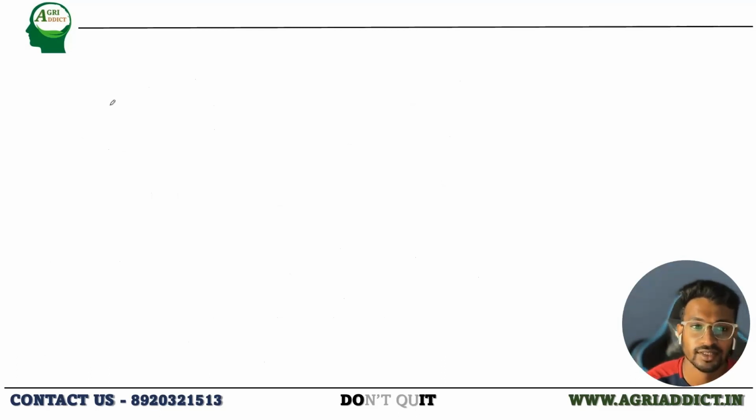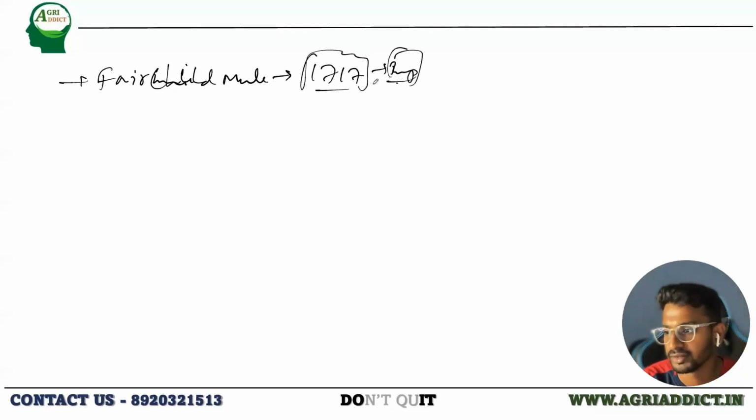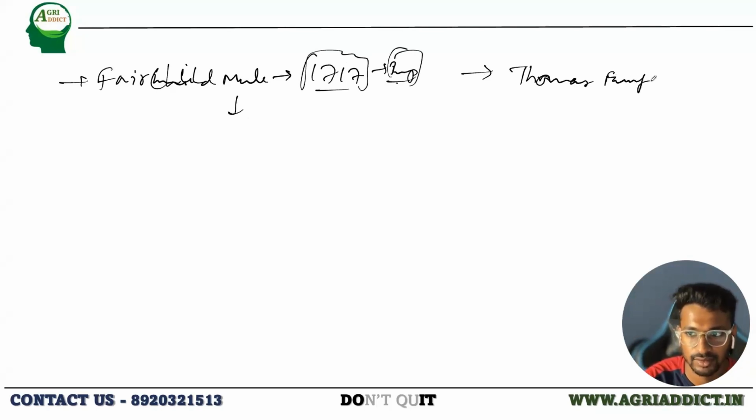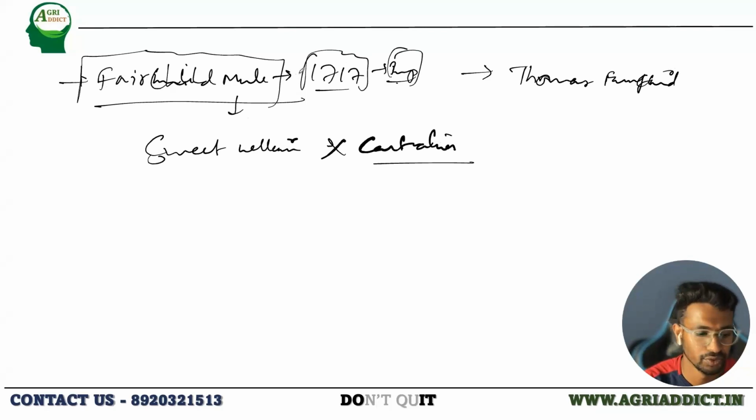What about Fairchild's mule? What is the year? 1717. Yes, this is one of the most common and important years to be remembered, so make sure to remember it. Very good, Anusha has answered it, 1717. It is a cross between Sweet William and Carnation. That was called the Fairchild mule.